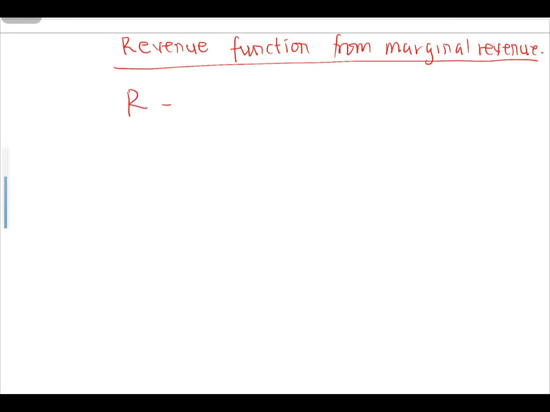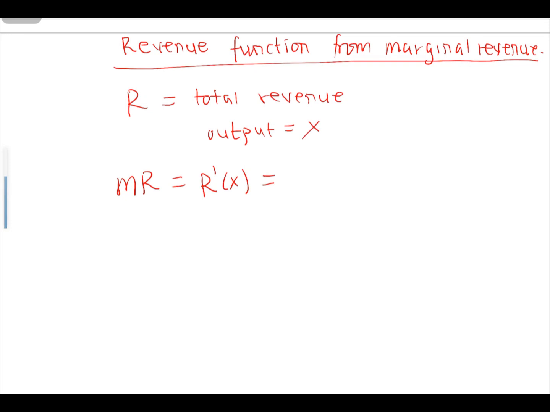if R is equal to the total revenue function when the output is X, the marginal revenue, which in this case we are going to represent as MR, or some people prefer to represent it as R prime of X, R prime of X, is equal to the change in R over dx.